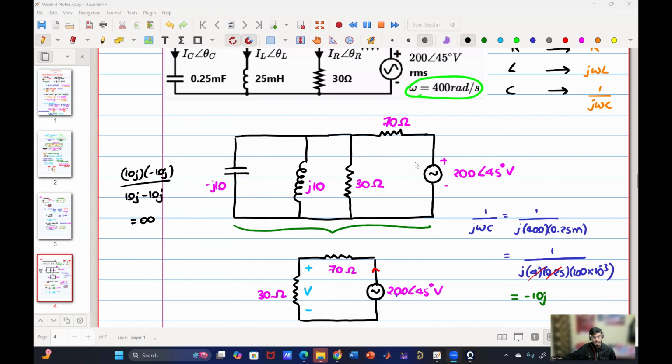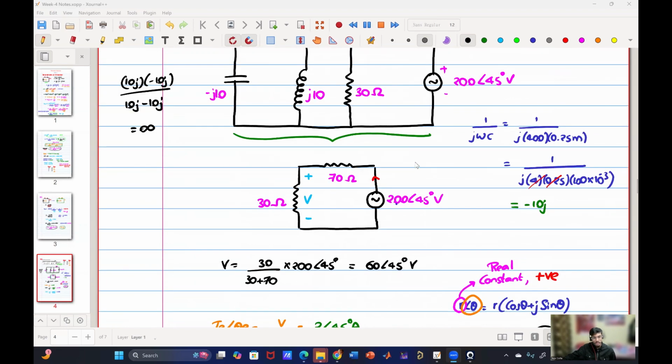Steady state means at t equal to infinite. Steady state means at t equal to infinite.